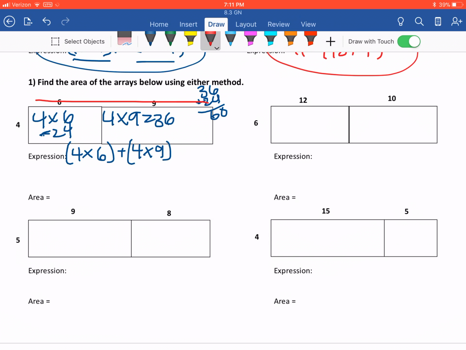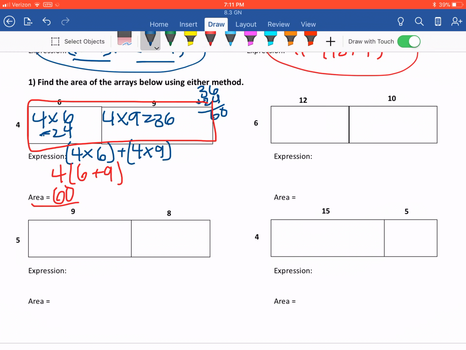Some of you may have been like, I'm going to add and make one big rectangle, which is perfectly fine. And that would have been 4 times 6 plus 9, which makes 15. And 4 times 15 also would give us 60. So the area here would have been 60.